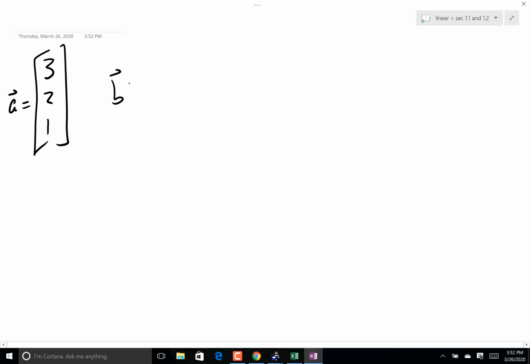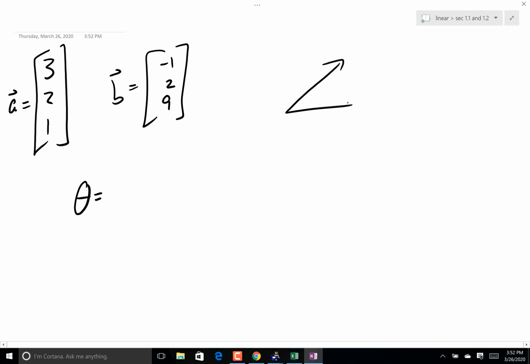Let's just do one here for fun. Suppose you had a vector that looks like this, and a vector that looks like this. And I'd like to find theta, which is the angle between them. That's what I'd like to know. Can we find that? Sure, let's do it.